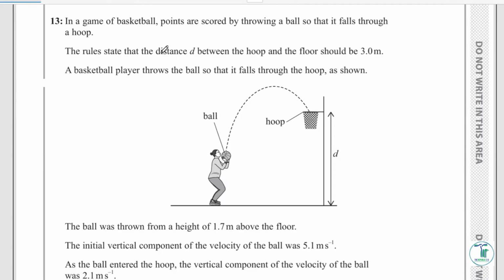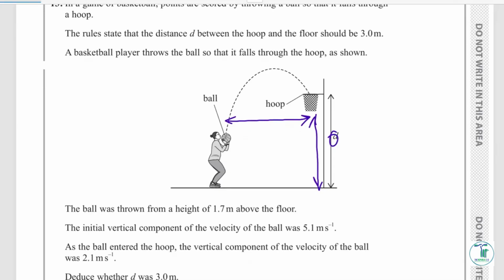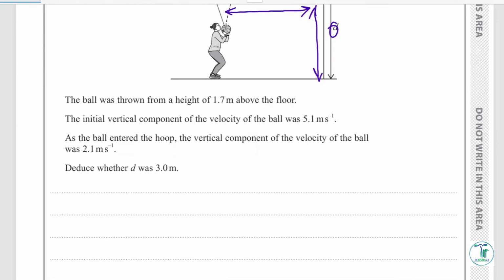The rule states that the horizontal distance between the hoop and the floor, which is going to be this distance, right? The vertical distance, D, should be 3 meters. The basketball player throws the ball so that it falls through the hoop as shown. The ball was thrown from a height of 1.7 meters, so the initial height was already given, and that is 1.7, right?